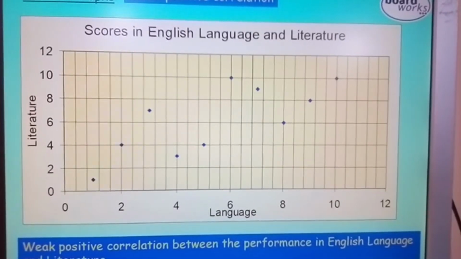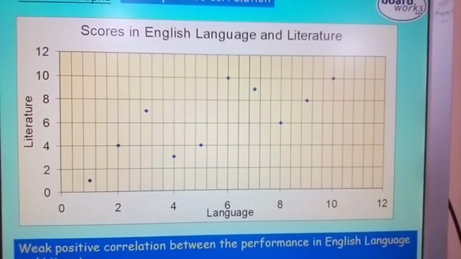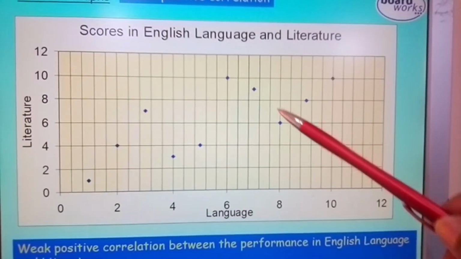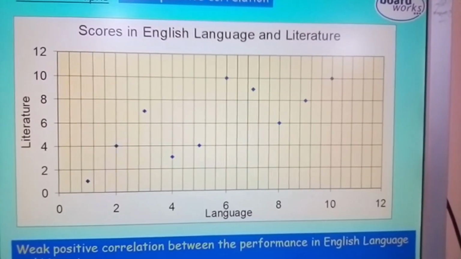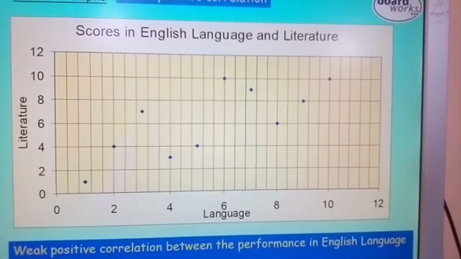Scatter graphs, weak positive correlation. It's down, it's up, it's down, falling, etc. Scores in English language and literature can again show this.